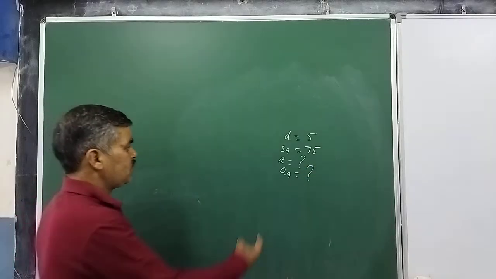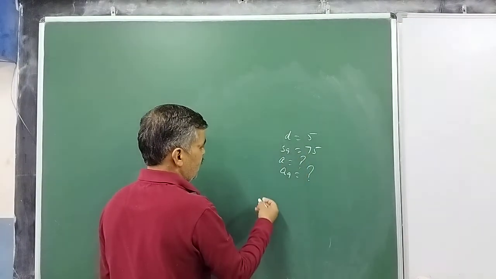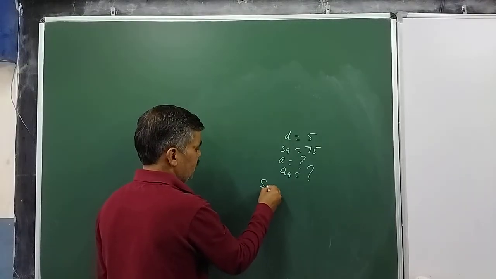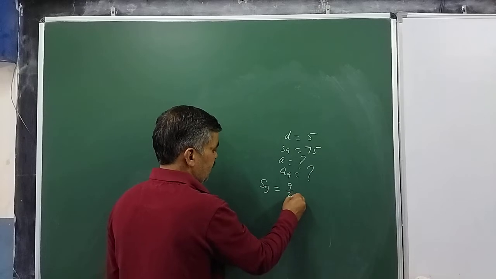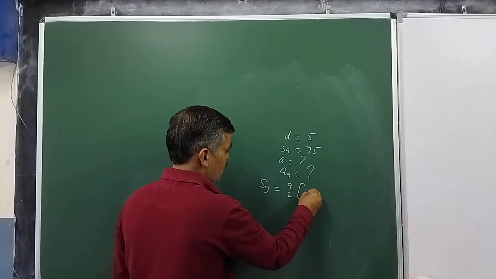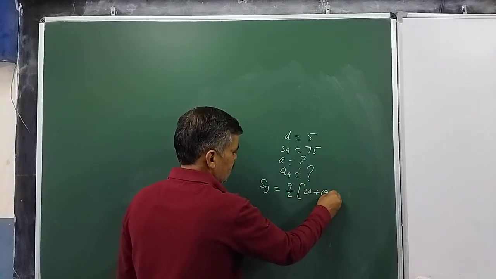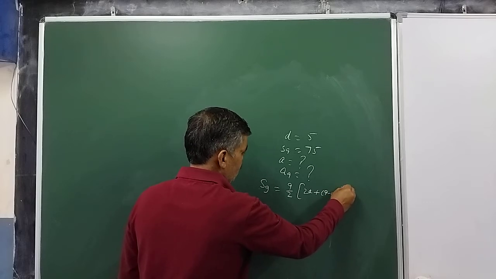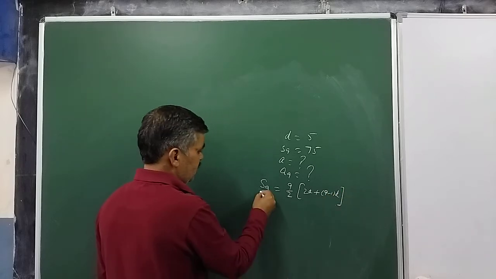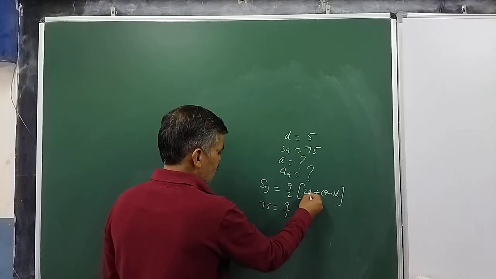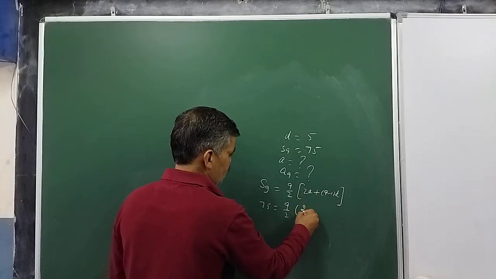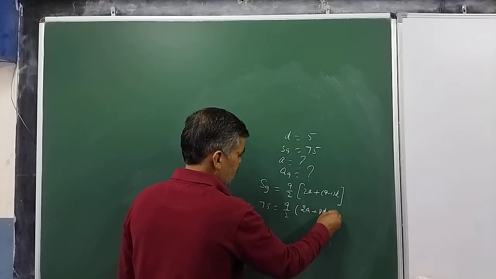Okay, so if I use this equation here, S9 is equal to 75. So S9 will be equal to 9 by 2, 2A plus 9 minus 1 into D. Now this is given 75. Here it is 9 by 2. You see here this is 2A plus 8D.